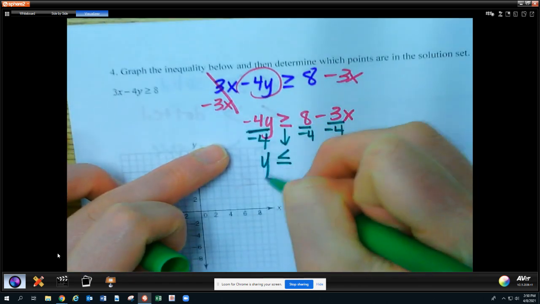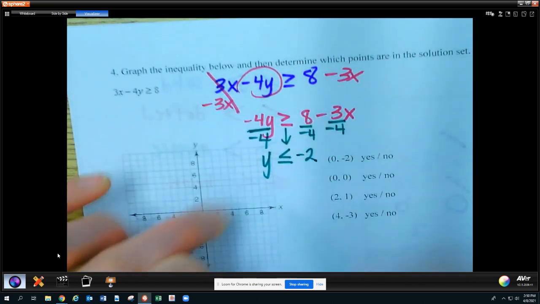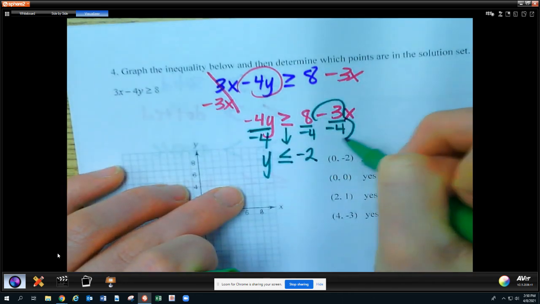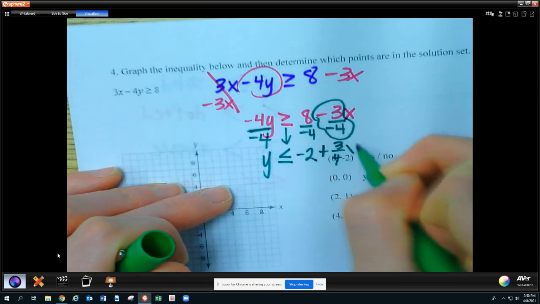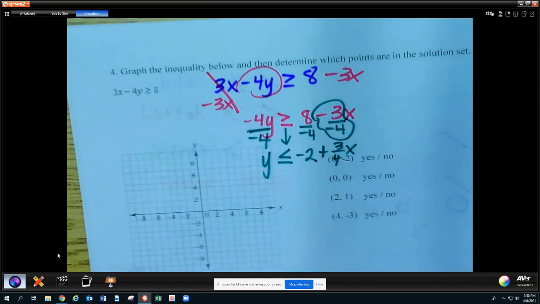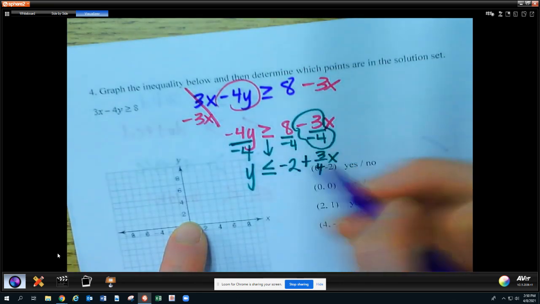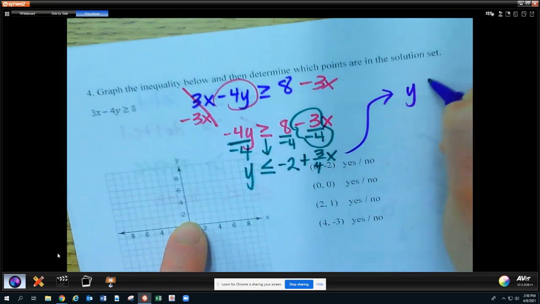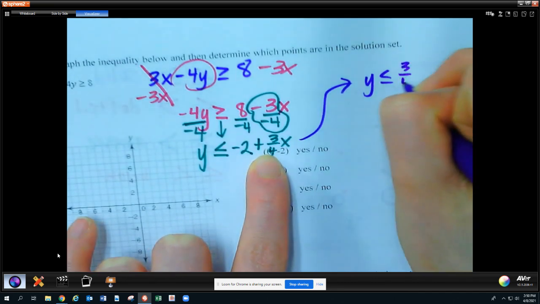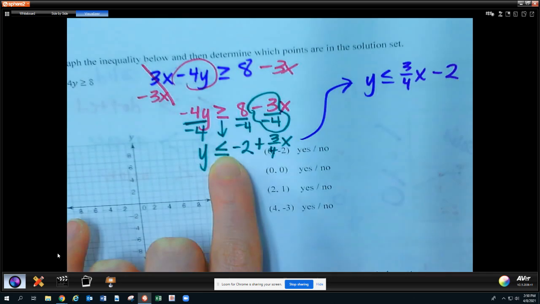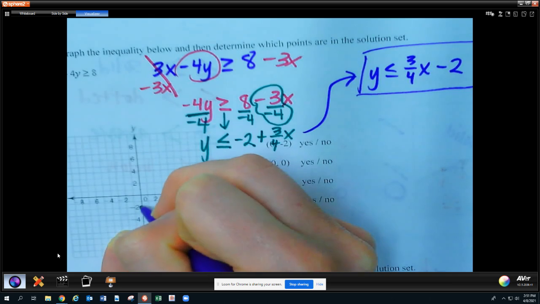Okay, so now we just have y. 8 divided by negative 4 is negative 2. And then negative 3 divided by a negative 4 is positive 3/4 x. Okay, and so to graph this, we would start at the negative 2. Well, I'm going to put it in slope-intercept form. And so the x term, the positive 3/4 x, followed by the negative 2. And so our y-intercept is negative 2.